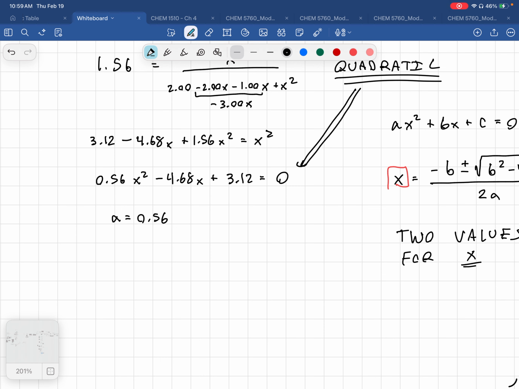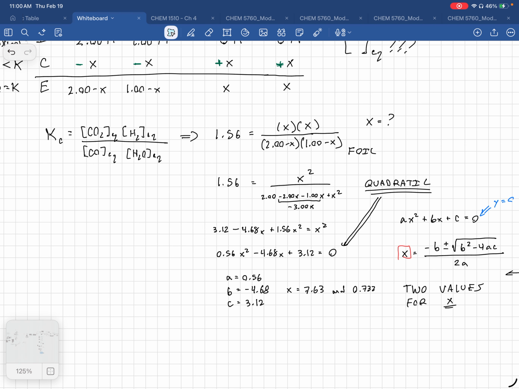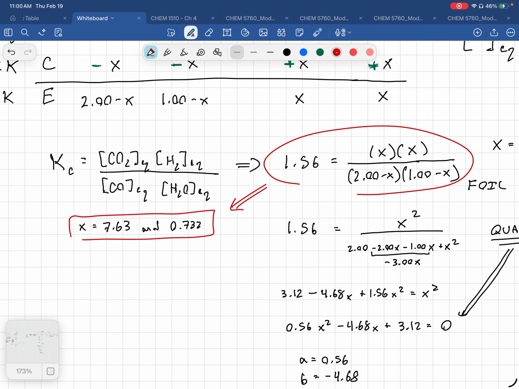So a equals 0.56, b equals negative 4.68, and c equals positive 3.12. And so we would plug that in. When you're doing this at home, you can just use a quadratic solver. And so for x, you get two values. If you plug this into a solver, you get 7.63 and you get 0.732 as our values for x. That's what we just got by solving this expression using the quadratic equation.